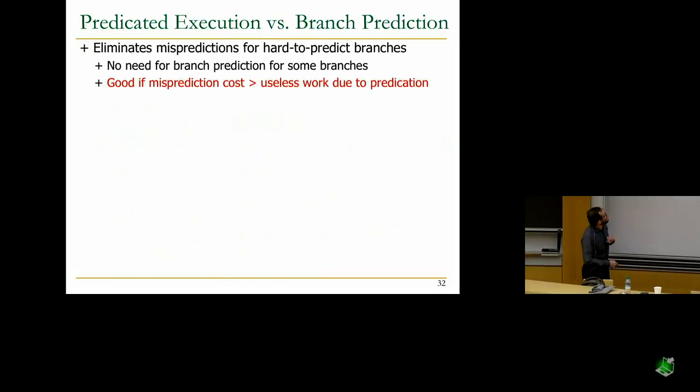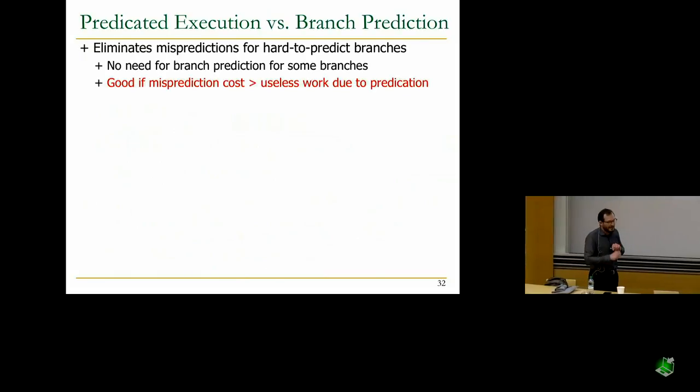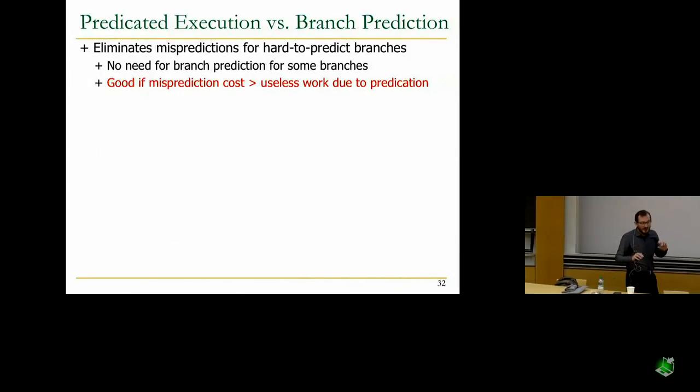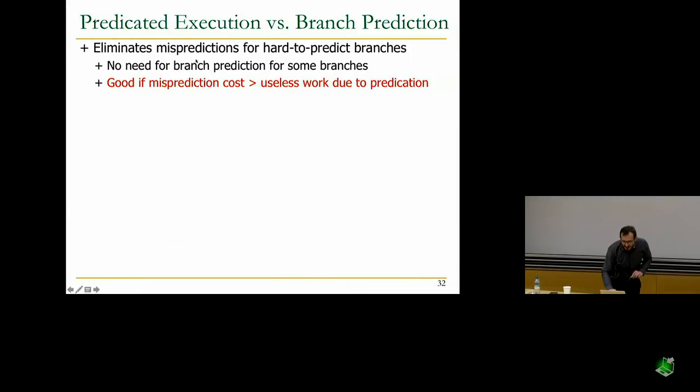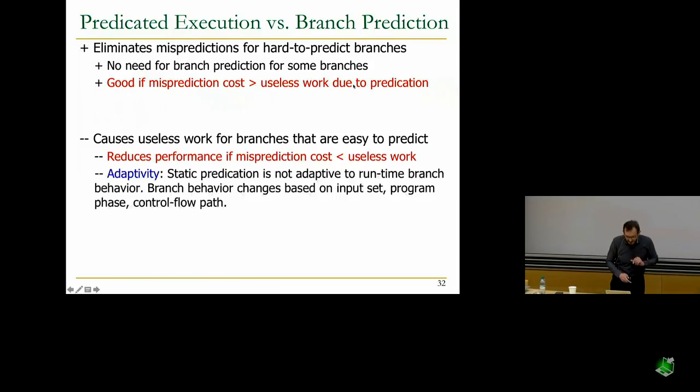Okay, versus branch prediction. I'll finish predicate execution and we'll take a break. So essentially, this eliminates predictions for hard to predict branches. This is great, no need for branch prediction. But somebody needs to do the analysis of this, basically. Is the misprediction cost greater than useless work due to predication? That analysis is not easy. And it causes useless work for branches that are easy to predict. It reduces performance if the misprediction cost is less than the useless work.